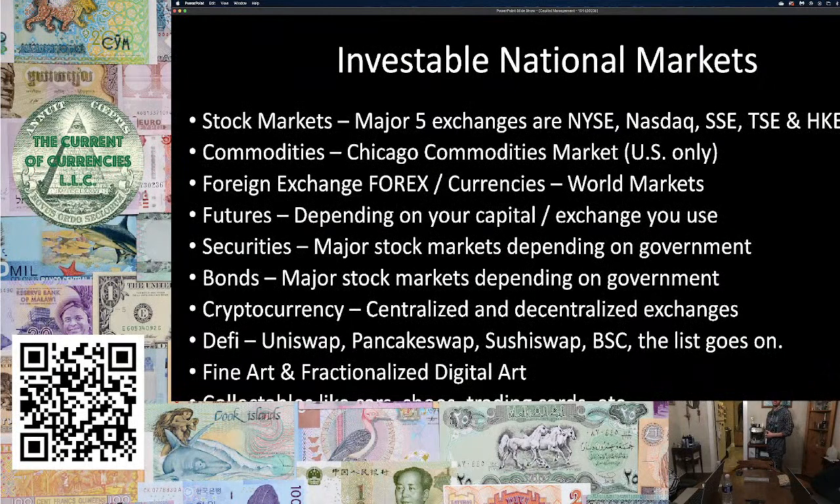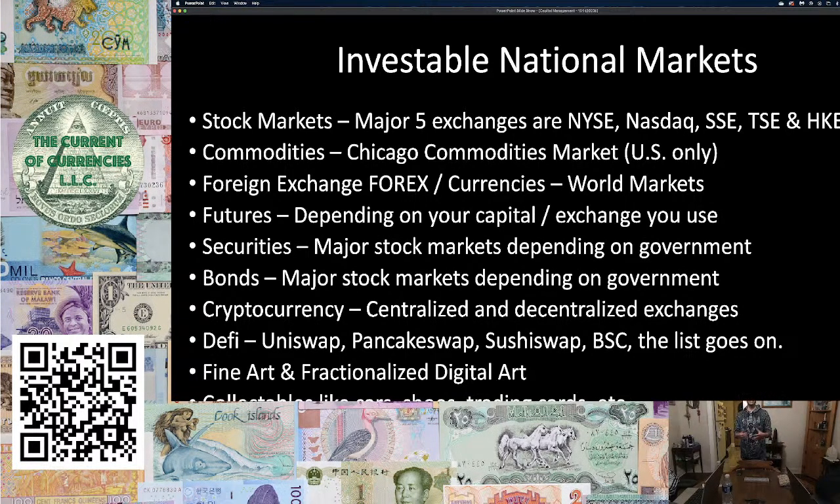Here are some investable markets. Stock markets: the 5 major exchanges are the NYSE, the NASDAQ, SSE, TSE, and HKEX. The last 3 are on different continents, but those are the 5 biggest exchanges in the world. We have the commodities market for the US that's based out of Chicago.